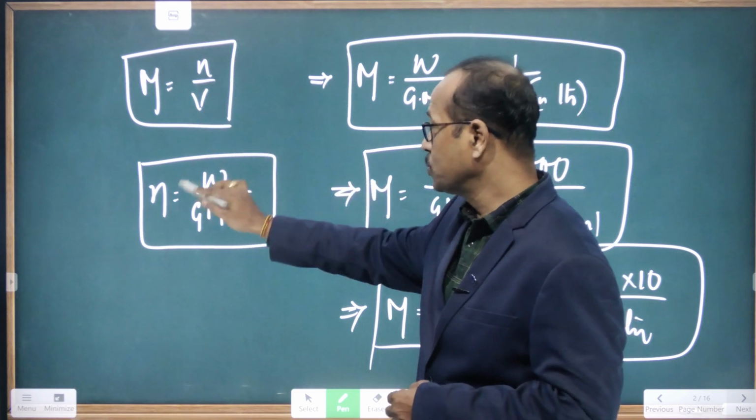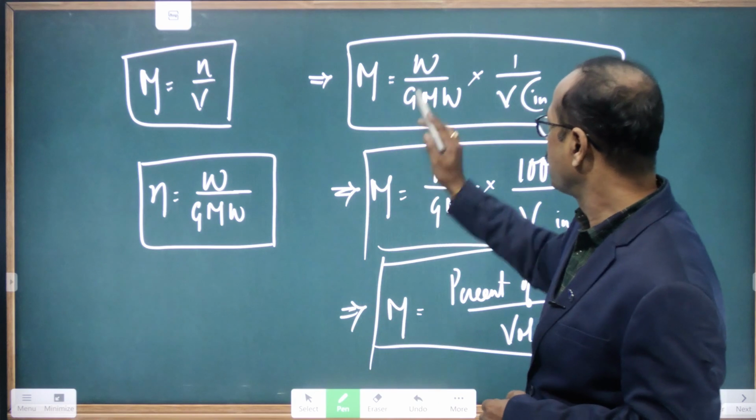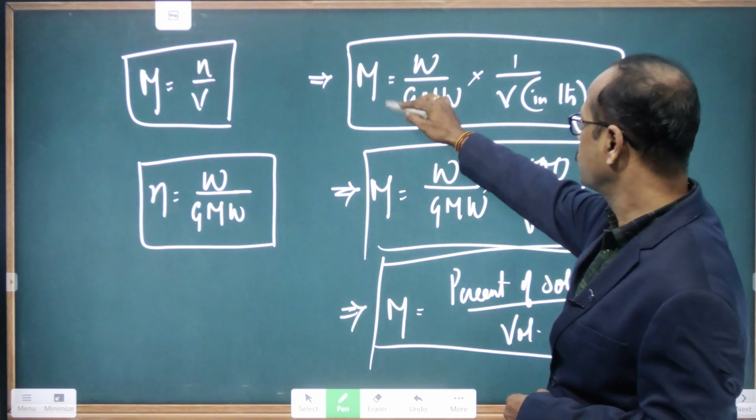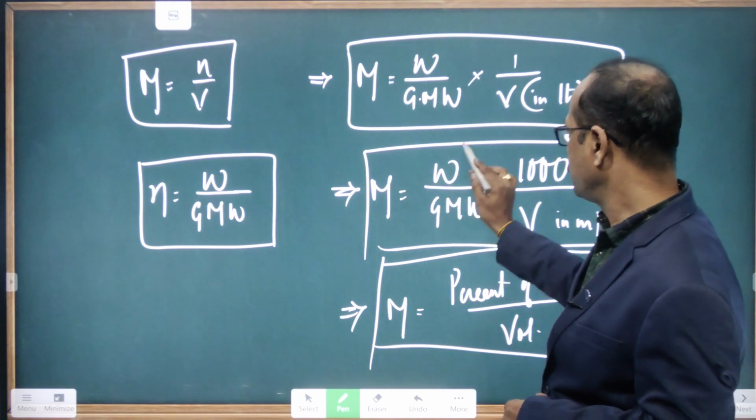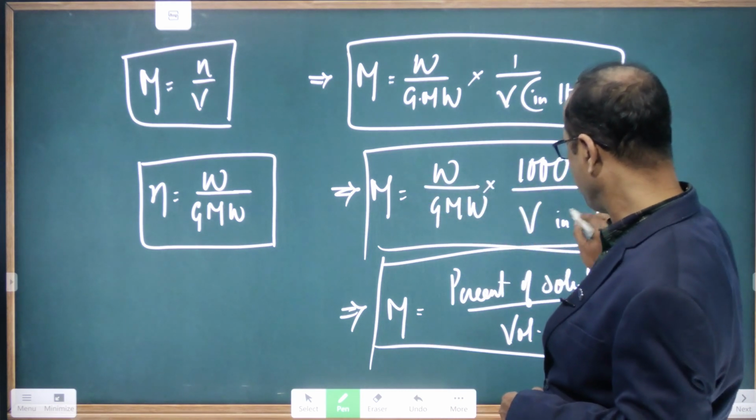Number of moles by volume of the solution. But number of moles is equal to weight by gram molecular weight. So, we can write it like this also: molarity is equal to weight by gram molecular weight into 1 by V in solution. And M is equal to, like this, in terms of ml we are taking.